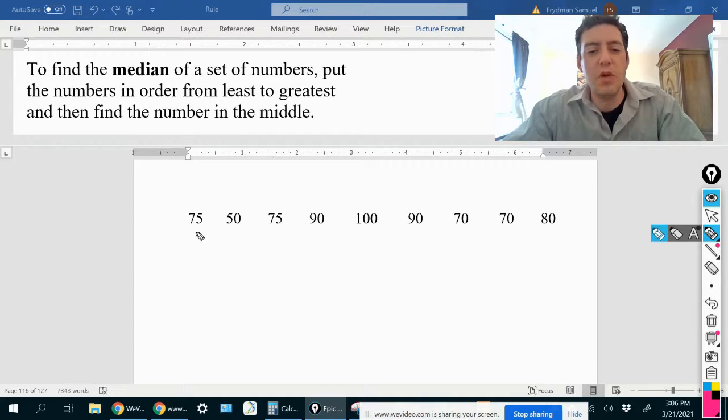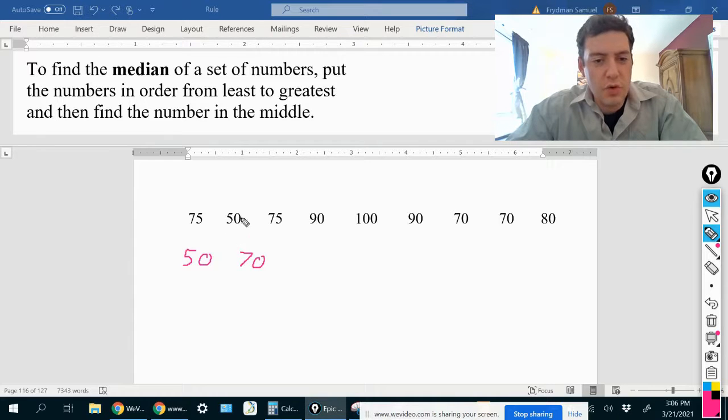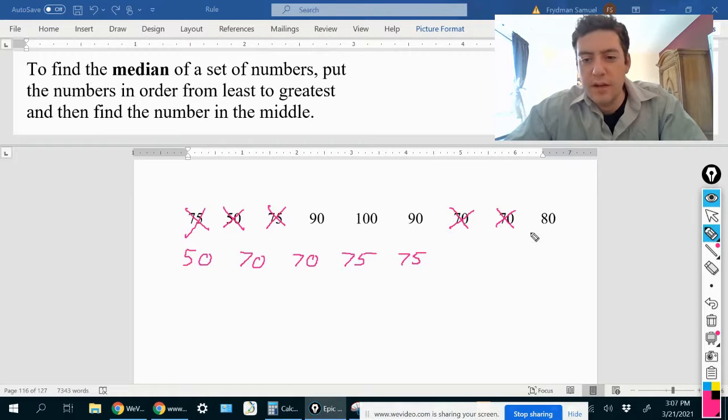So what's the smallest number here? Let's see, the smallest number is a 50. So let me put that first. What's the next smallest number? Looks like a 70. You know what, I'm just going to cross out the numbers that I already used. Okay, the next, well, there's another 70, so I do have to put that in as well. And the next smallest, 75. And then I have another 75 over here. And then what do we have? 80 is the next one. And then we have a couple of 90s. And finally, 100. Okay, I got them all now.